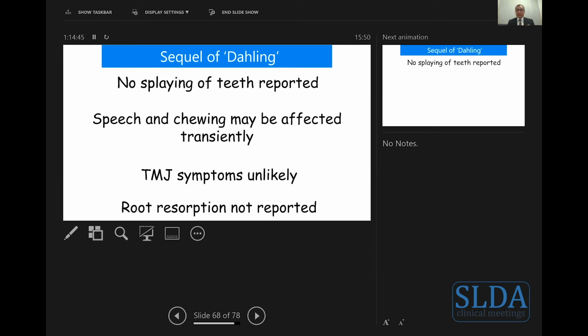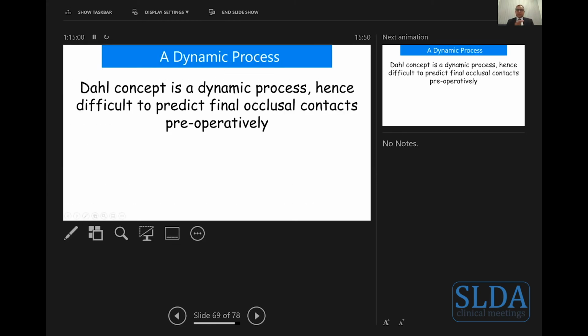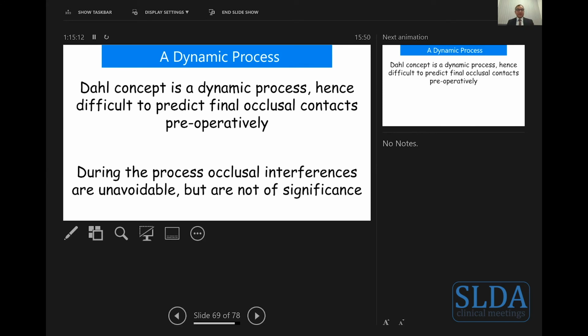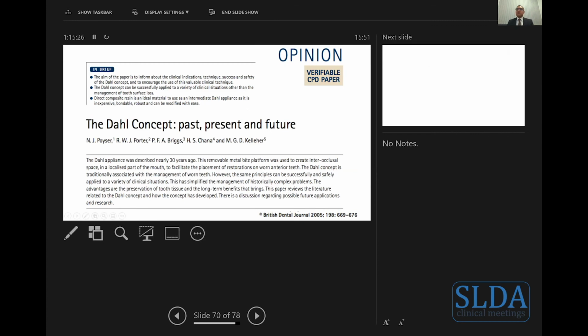And root resorption is another thing that many people think might be a big risk factor, but these 10-year studies have all shown that root resorption has not been identified as an issue at all. So it's very safe to do that. But I must say that this is a very dynamic process, so you cannot predetermine where the occlusal contacts might end up. So there is a little bit of maintenance involved, and you may have to adjust the occlusal interferences that might develop in time as the teeth extrude and come back into occlusion. So monitoring is important, and slight adjustments might be a good idea.